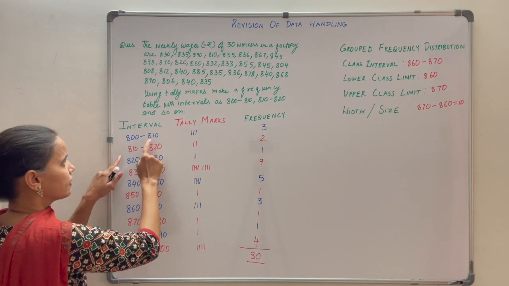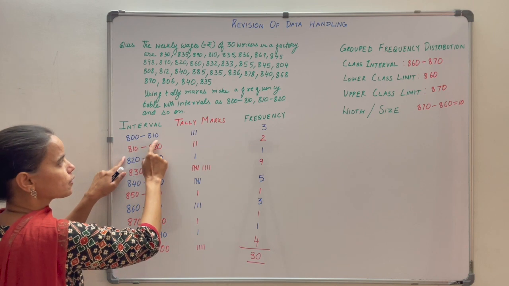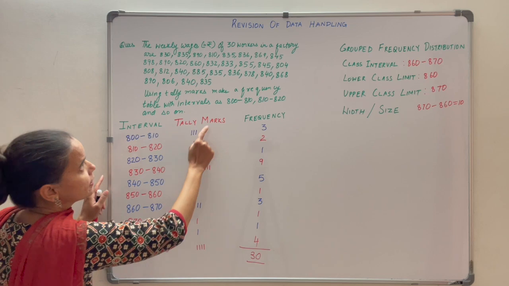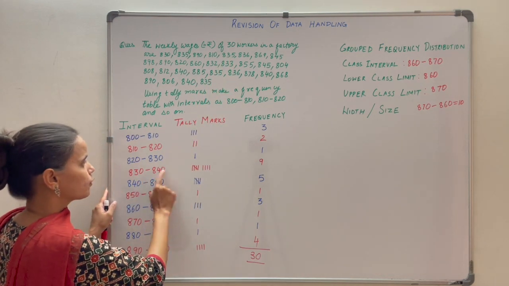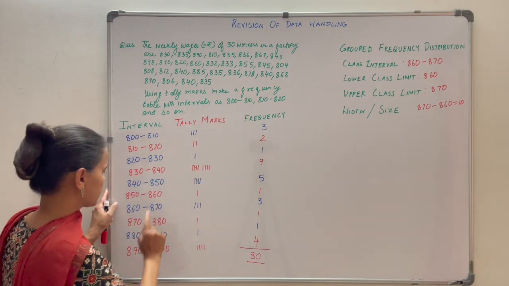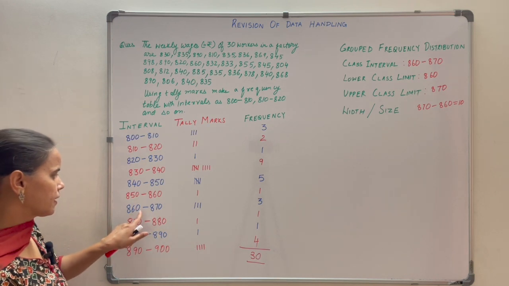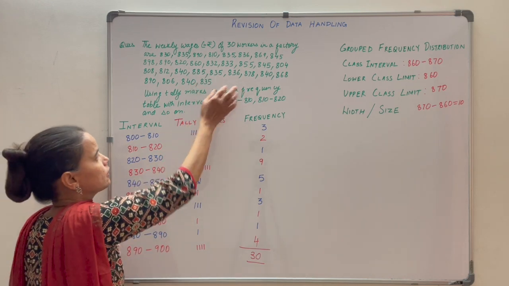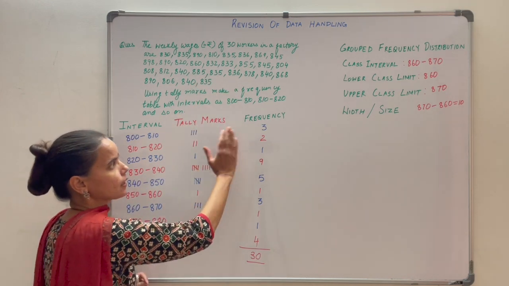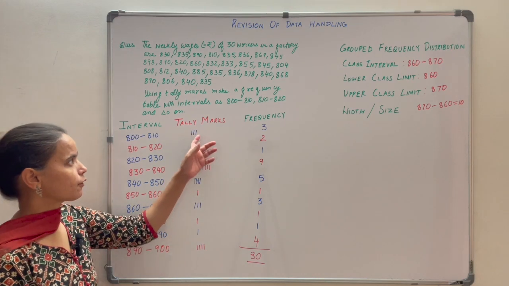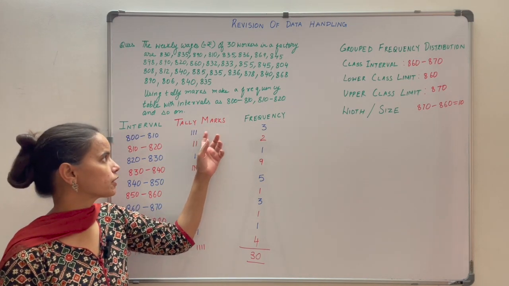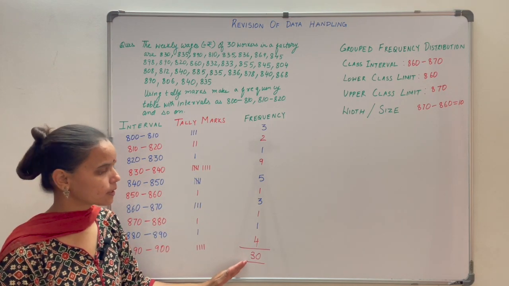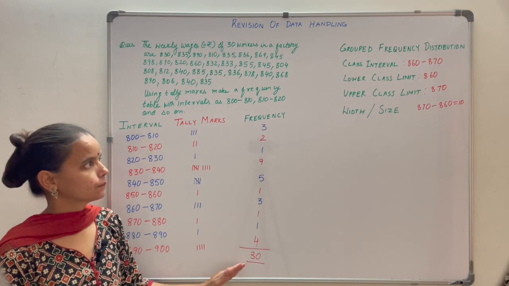Then 810. Again it is considered in two places, so you will consider it in the higher group. You will put one line here. 835, again you will make it here. 869 will lie in 860 to 870, so you will make one line here. So like this, you will fill up the tally marks and write down the frequency. From the tally marks only, you write down the frequency: 3, 3, 2, 2, like that. If you add up all these frequencies, it is equal to 30.